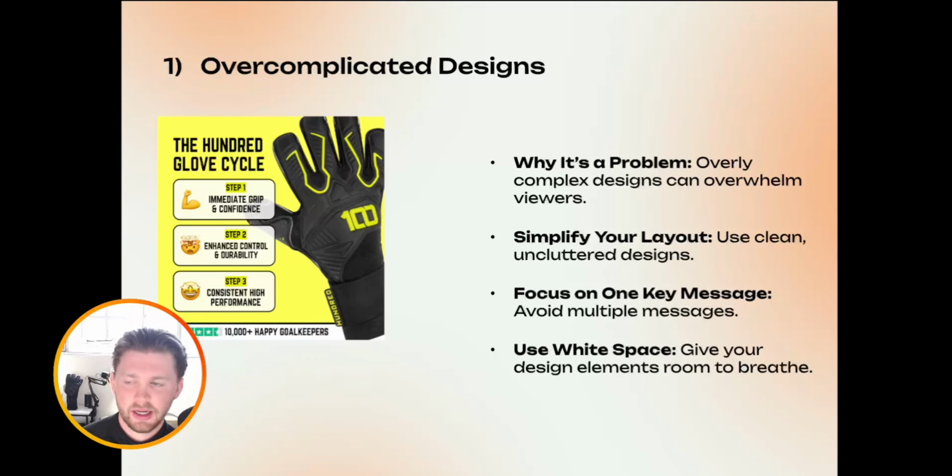Structure it nicely. Now, for our example, which I've got on the left, it's like steps of how the customer will feel from using our products. So it's like the 100 Glove cycle. Step 1, step 2, step 3. The product, so they of course know what that is, and of course some social proof down the bottom. Nice and simple, not too much going on, and it gives the end user what they want to see.